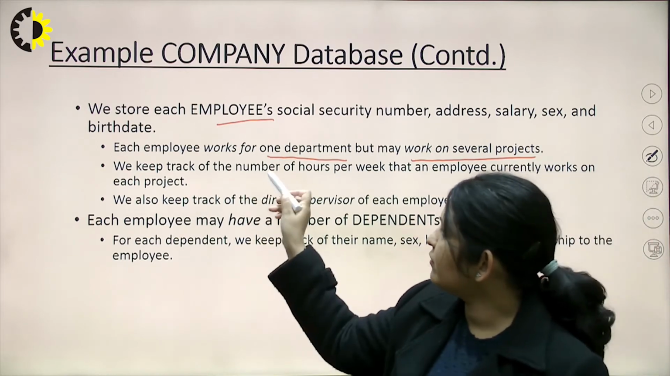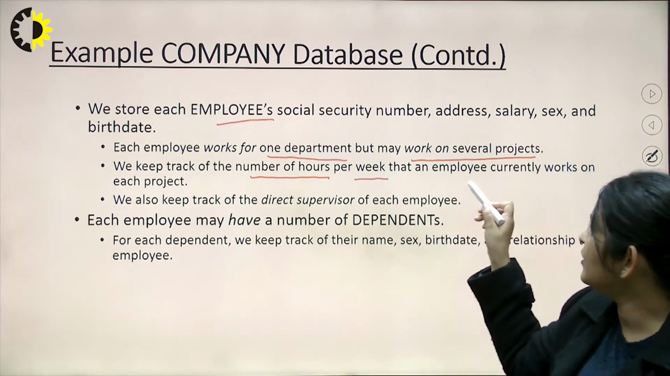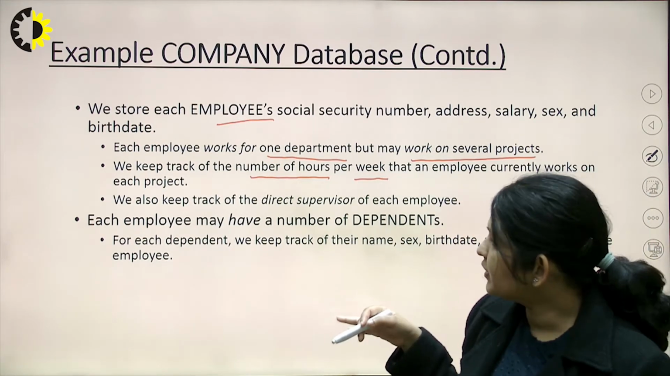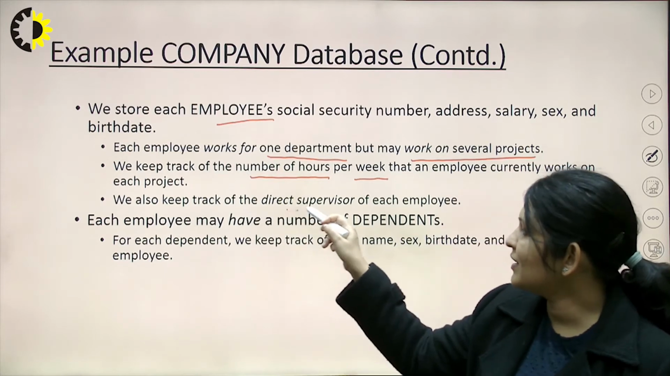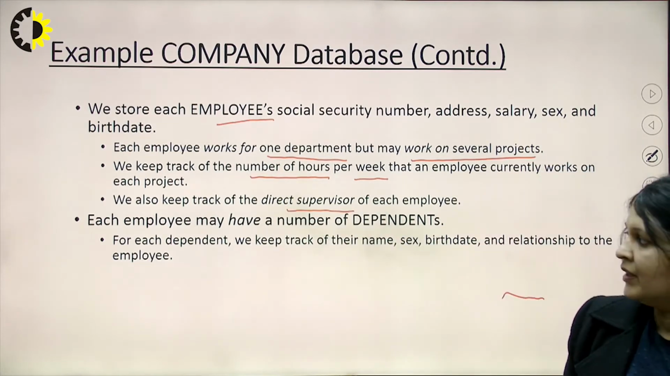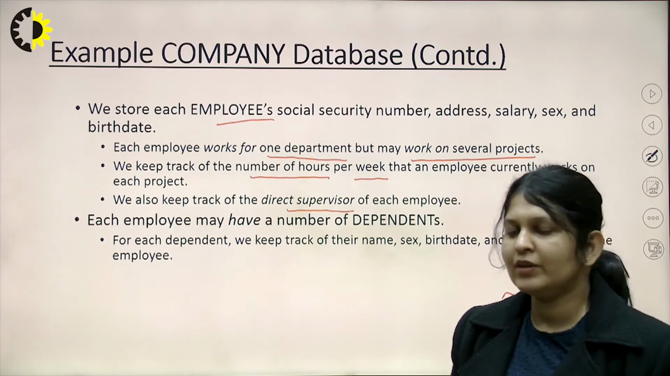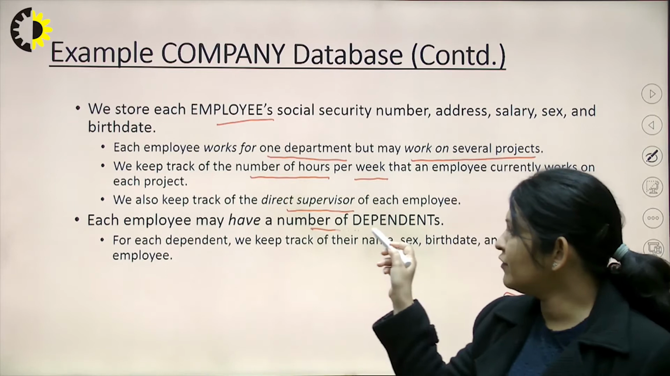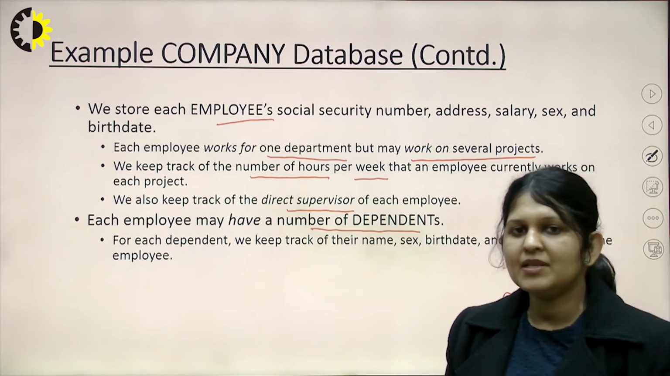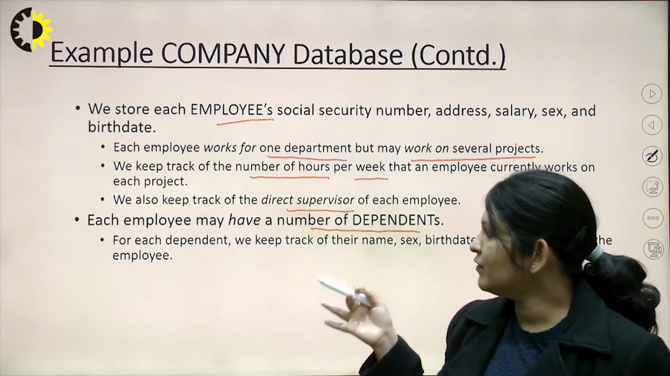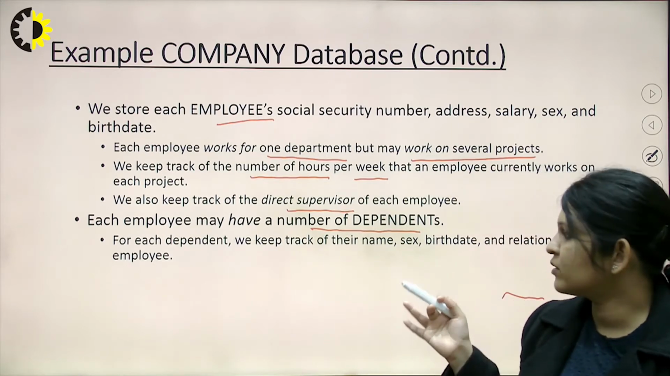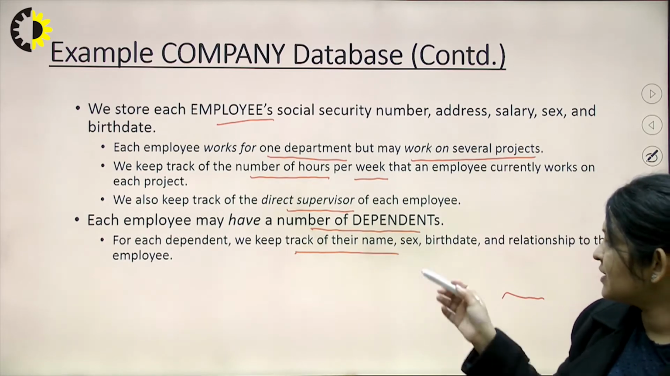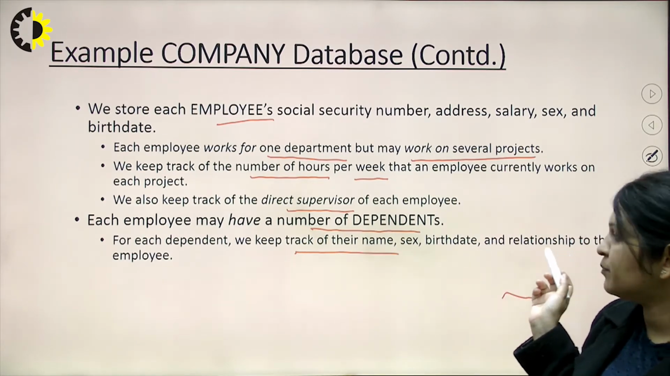So, we will keep track of the number of hours per week that an employee currently works on each of the projects. Further, they would also keep track of the direct supervisor of each employee, that is under whom the particular employee is working. Then each employee may have a number of dependents also. So, in this database that we are going to design, we will keep a record of the dependents also. For each dependent we will keep track of the name, sex, birth date and relationship to the employee.